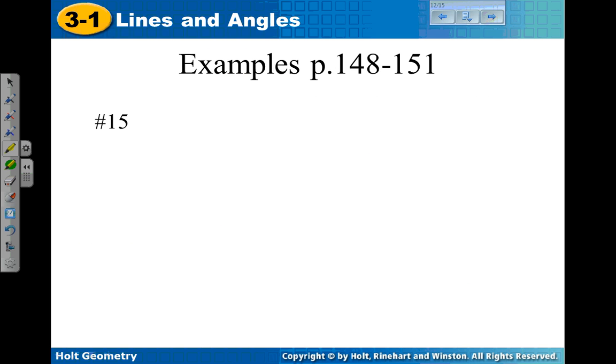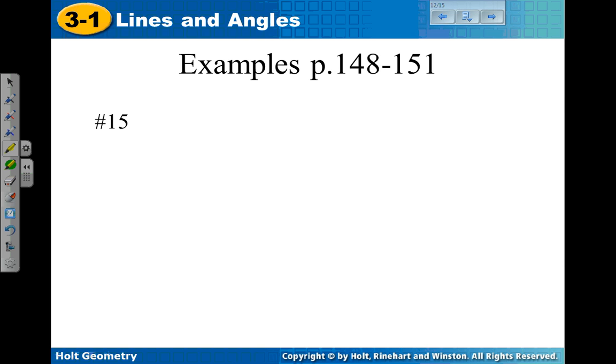All right, now some examples from your book. I'm not going to draw all of these. You're going to have to open your book with me to page 148. Actually, page 149 is where it starts, number 15. And look at that box at the top there. This is a different type of box.